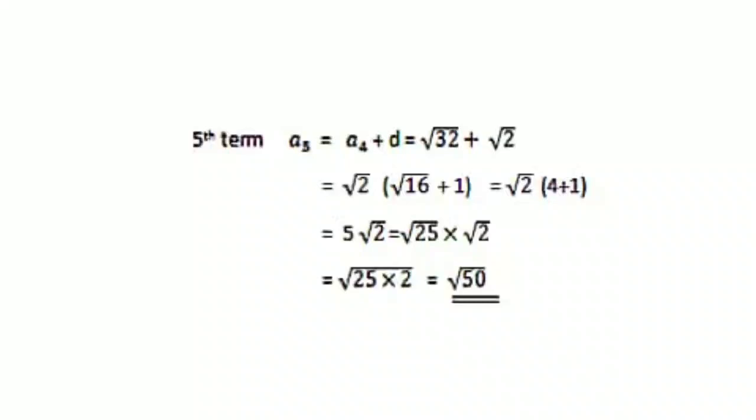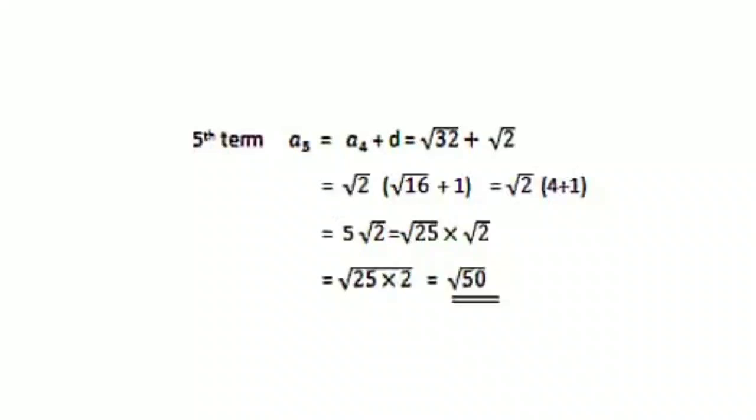Both are roots, therefore root 2 is common. Into root 16 plus 1. The square root of 16 is equal to 4. Therefore root 2 into 4 plus 1, that is equal to 5 root 2. The square of 5 is 25. Therefore, root of 25 into 2, that is equal to root 50. So the fifth term is root 50.